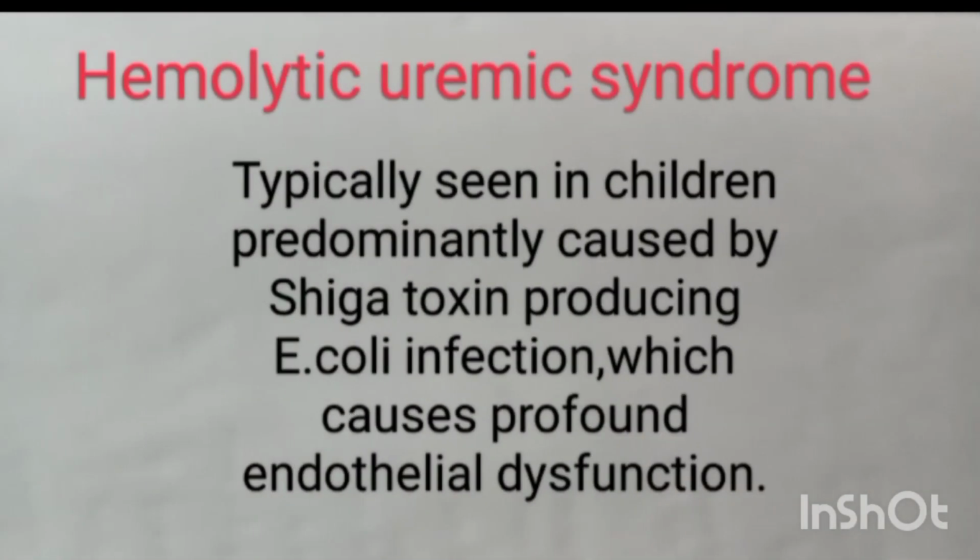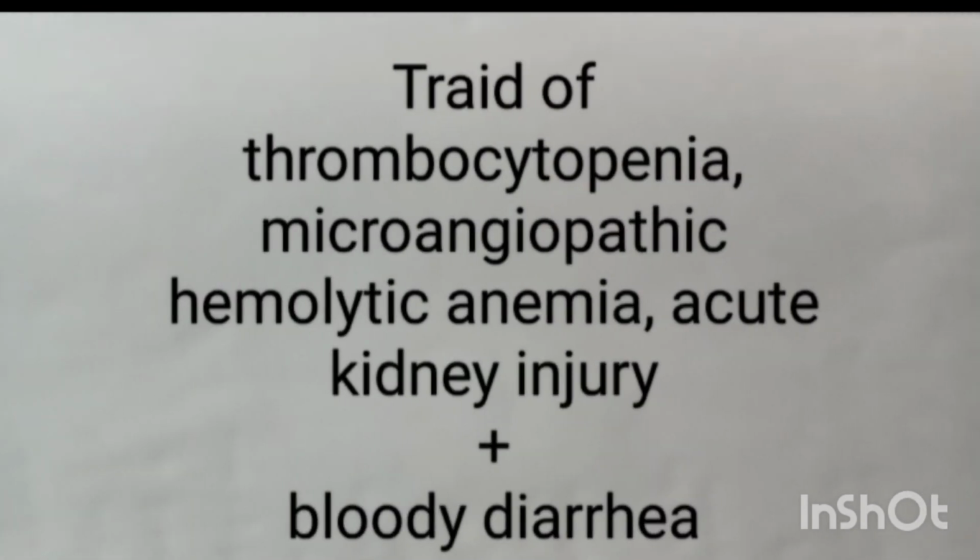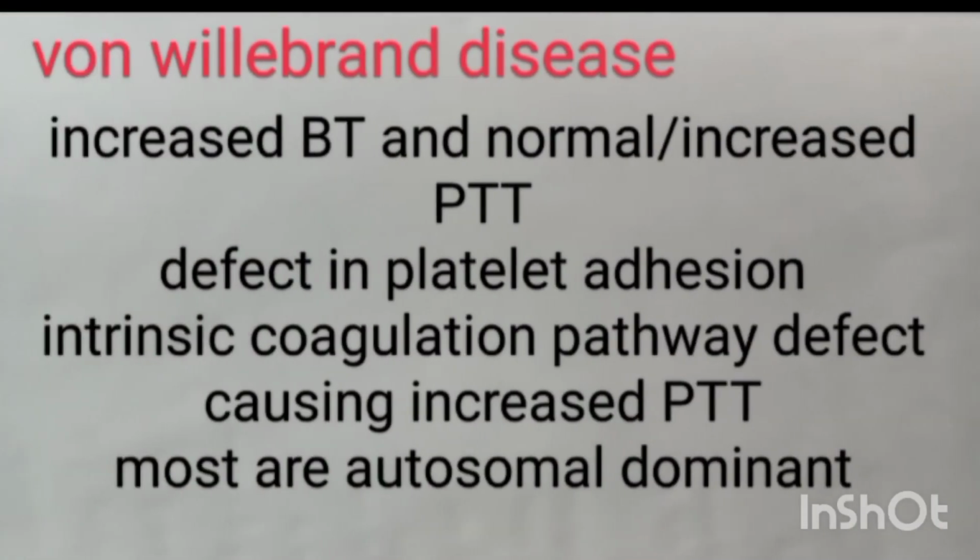Hemolytic uremic syndrome, typically seen in children, is predominantly caused by Shiga toxin producing E. coli infection, which causes profound endothelial dysfunction. Triad of thrombocytopenia, microangiopathic hemolytic anemia, acute kidney injury. Along with this it presents with bloody diarrhea, whereas TTP has fever and neurological symptoms.